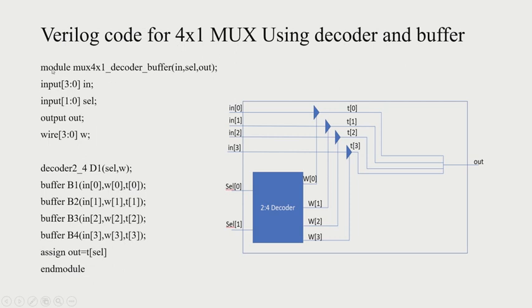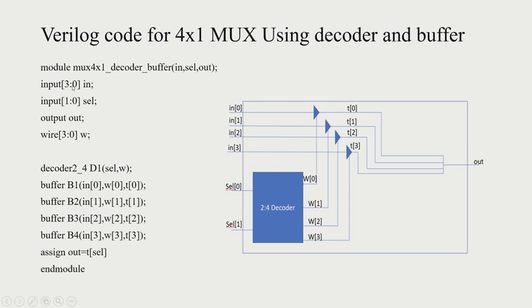I have written module and the module name. My module name here is 4:1 multiplexer, since we have to implement it using decoders and buffers. And here the ports are present. These are the ports present in the 4:1 multiplexer. What are the ports? Inputs, select line, and output. I have defined input as a 4-bit variable because the number of inputs will be 4.